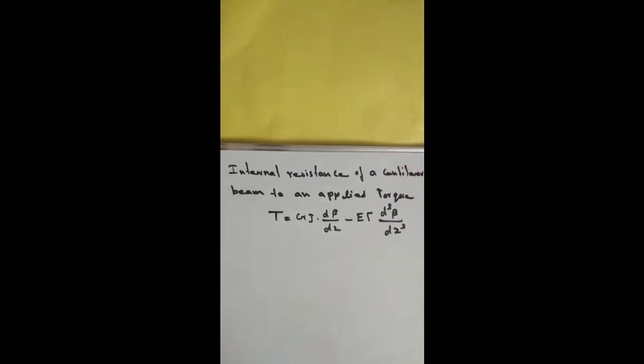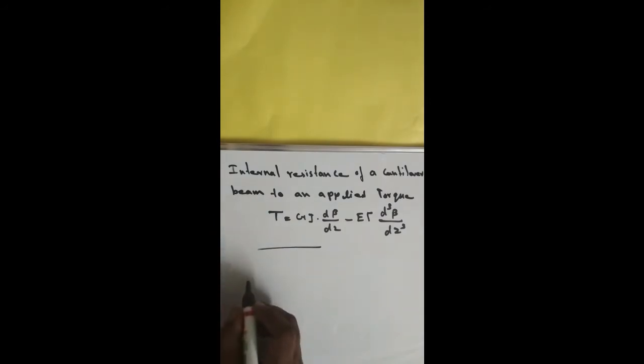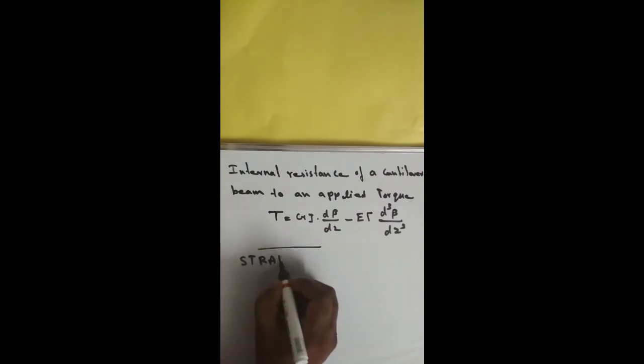In yesterday's lecture we studied the internal resistance of a cantilever beam to an applied torque. It has two parts. One is Saint Venant's torsion, GJ dβ/dz, and the other is the warping torsion, Eγ d³/dz³, right? And today we will study the strain energy of the torsion.